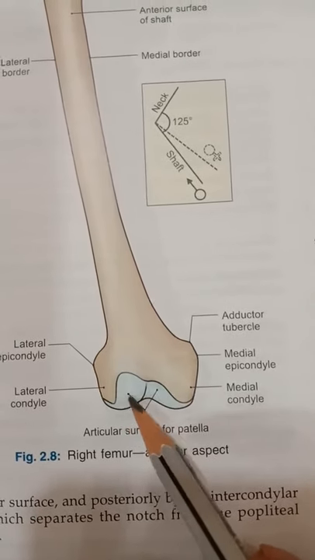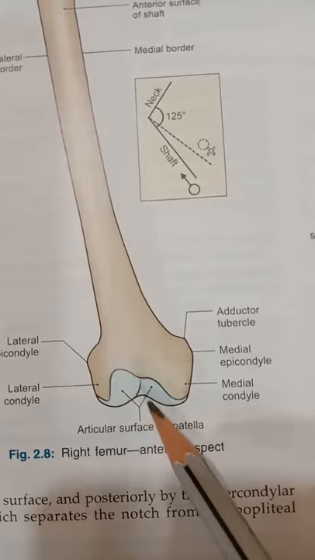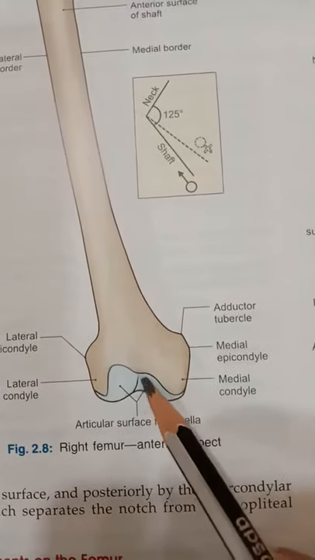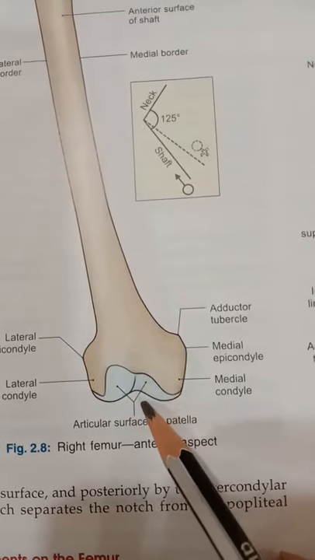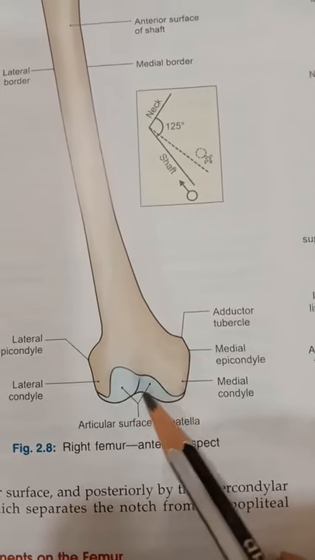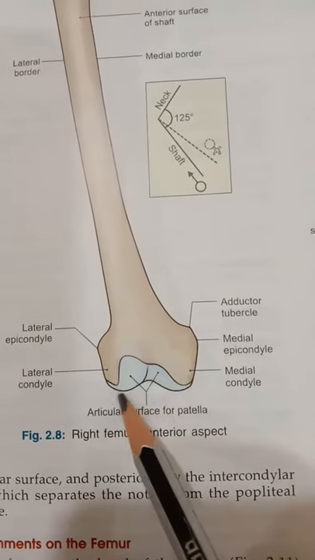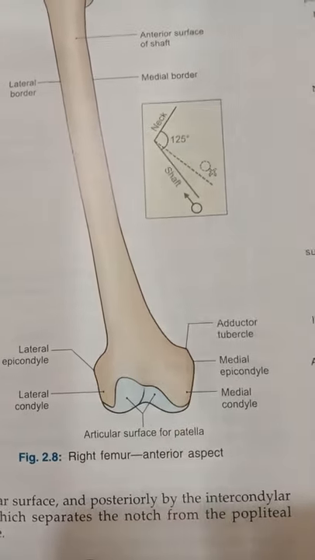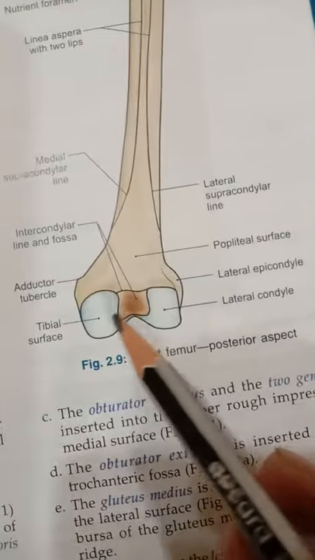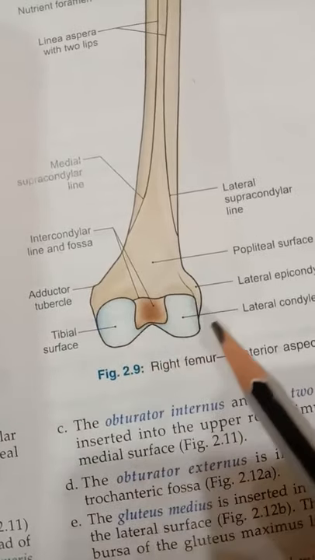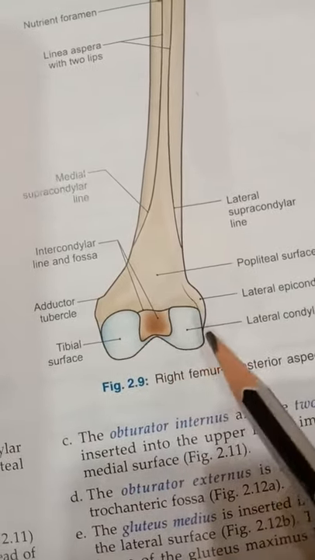Here you can see, between the two condyles, the surface grows vertically, and it is separated from the tibial surface by a faint groove. The remaining part of the articular surface is the tibial surface. Here you can see the tibial surface. It is covered by the inferior and the posterior surfaces of the two condyles.